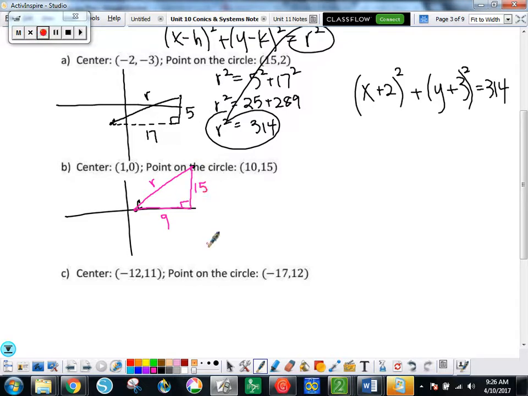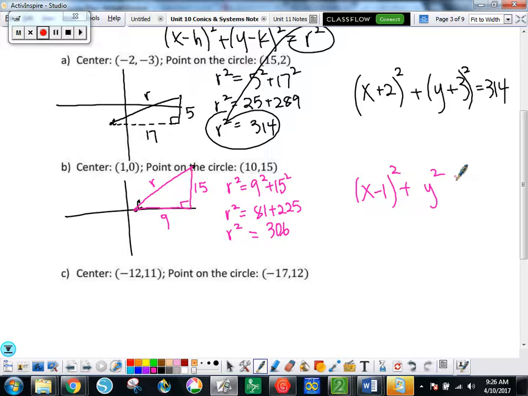Then what do you do? The Pythagorean theorem. Good. So r squared equals 9 squared plus 15 squared. R squared equals 81 plus 225. R squared equals 306, and that's all we really care about. So now we're going to write the equation. Final answer: x minus 1 squared plus what? Y squared. You don't have to worry about the plus or minus because it's a 0. Equals r squared, 306.